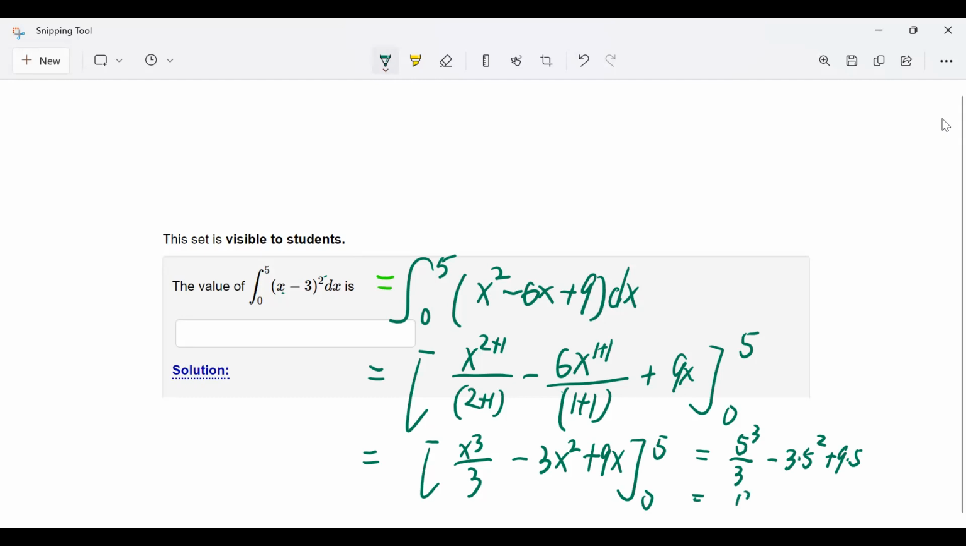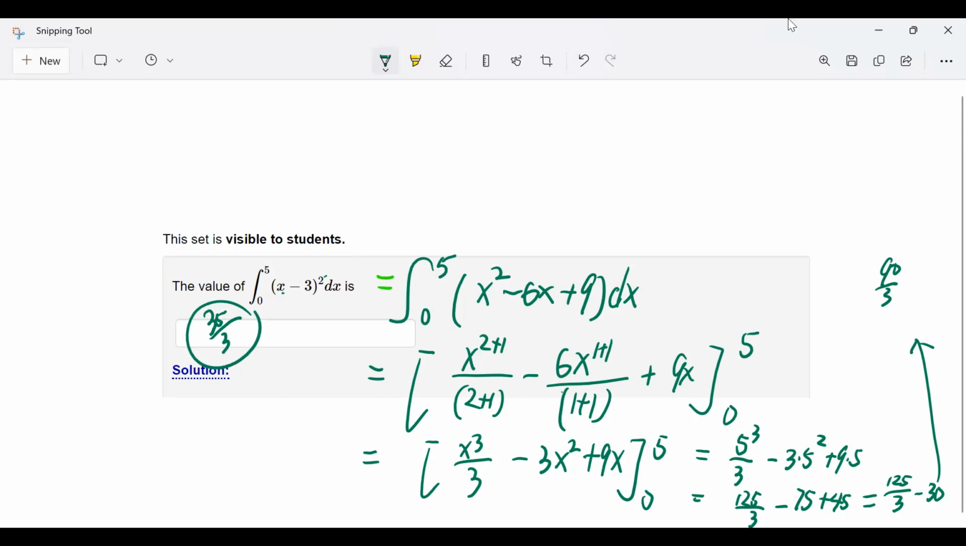And then it's going to be 125 over 3, minus 3 times 25, that's 75, and plus 45. And simplify, it will become 125 over 3 minus 30. 30 is 90 over 3. So the difference is 35 over 3. So that's the answer. Okay, thank you.